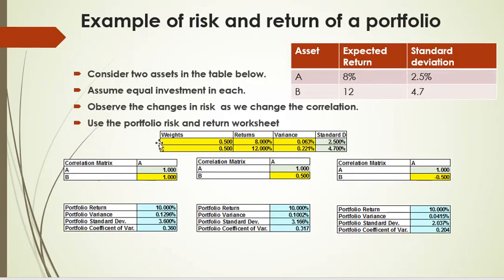Now this is another worksheet. It's called the Portfolio Risk and Return Worksheet. Now in this one, the reason we want to use this worksheet is this worksheet has some correlation information that we can add. So for this example, rate of return is 8% for A, 12% for B. Standard deviation is 2.5 for A and 4.7 for B.